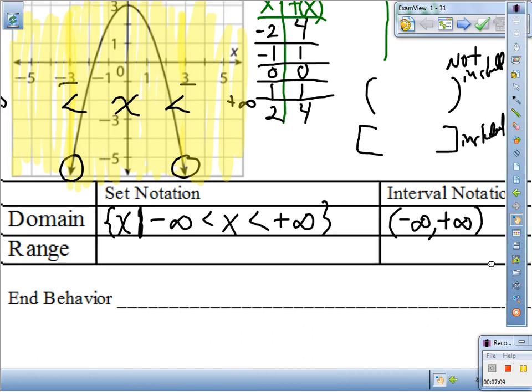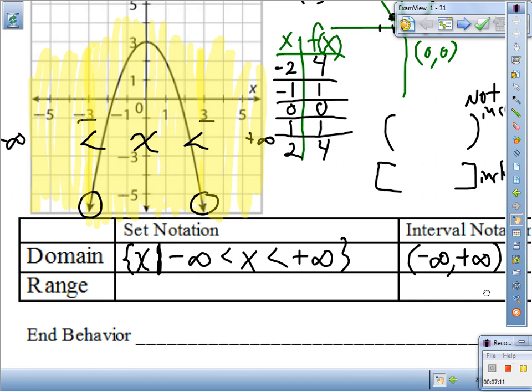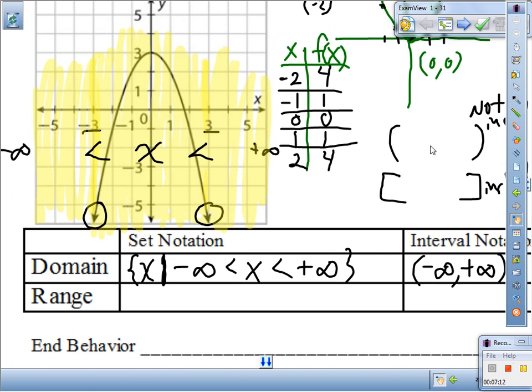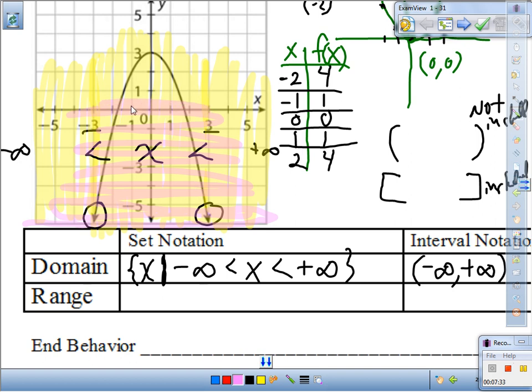All right, let's go to the range. The range, they're talking about the y value. I'm going to change highlighters to pink. So I'm going to start from way down here, because we always start from the negative side of the value that we're looking at. So we're looking at the y-axis. Does this graph start right here? Yes. Hold on. I'm going to highlight going up. Where does it stop? Tell me where to stop.